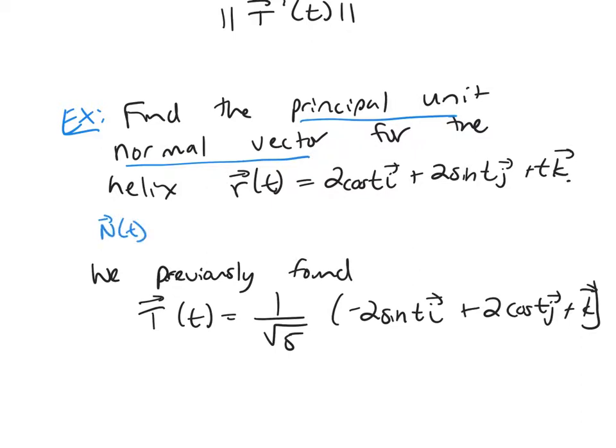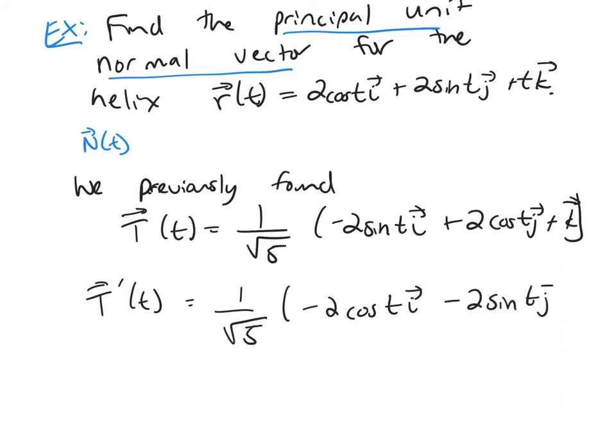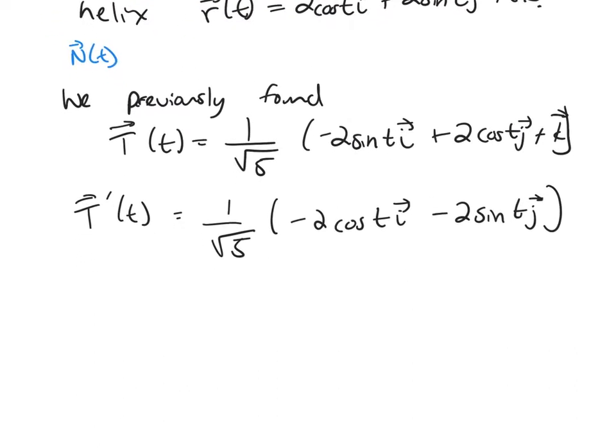So I need to take the derivative of the unit tangent vector. So T prime, take the derivative here. You'll get minus 2 cosine t i minus 2 sine t j. The derivative of 1 is 0, so there's no k component anymore. And then if you find the magnitude of T prime, you should find that the magnitude will be 2 over the square root of 5.